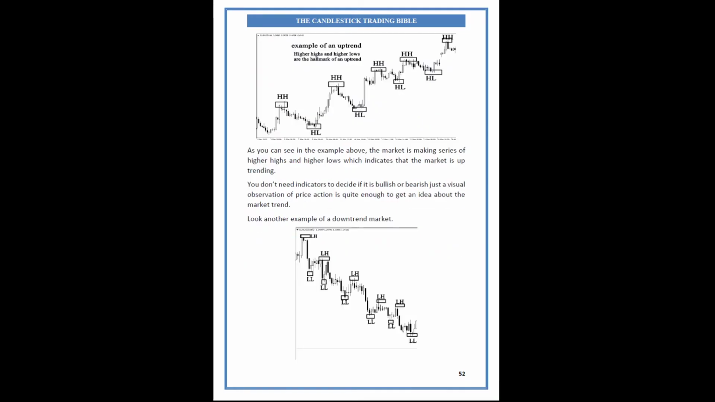As you can see in the example above, the market is making a series of higher highs and higher lows, which indicates that the market is uptrending. You don't need indicators to decide if it's bullish or bearish. Just a visual observation of price action is quite enough to get an idea about the market trend. Look at another example of a downtrend.